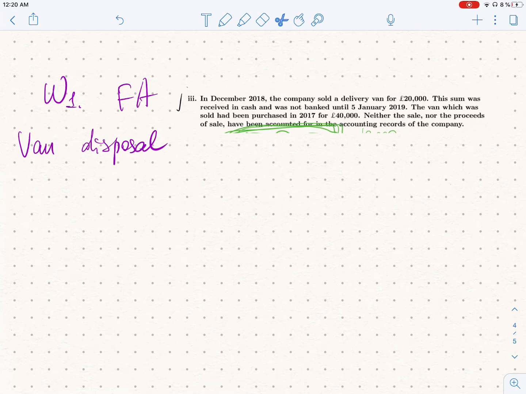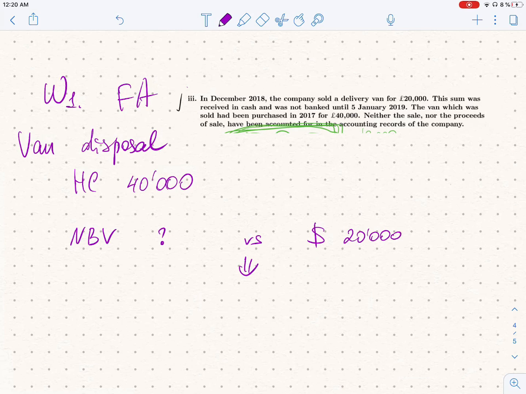Okay, so the company sold a delivery van for 20,000, and the historic cost of that van was 40,000. We have to calculate the net book value of that van and compare it with the cash proceeds of 20,000 in order to find whether it was a loss or profit on disposal. But before that, we have to calculate depreciation, the accumulated depreciation to the date.